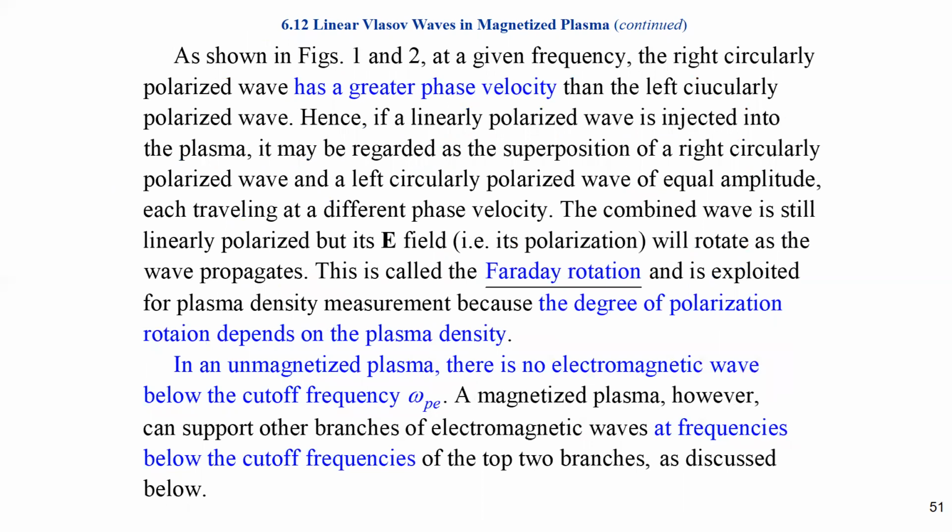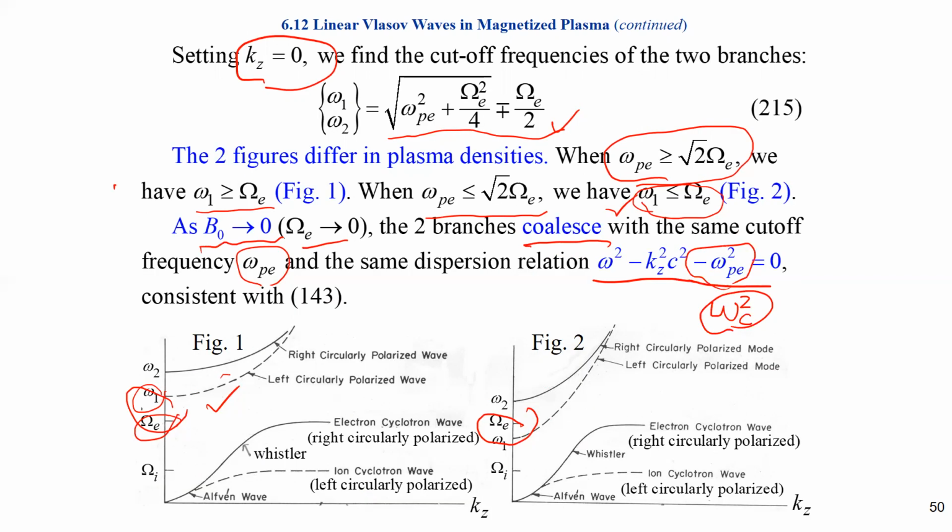Now, as shown in figures 1 and 2, at a given frequency, the right circularly polarized wave has a greater phase velocity. Let's go back to this figure again. At a given frequency, the frequency is the same, but kz is different. So phase velocity is related to kz. Therefore, the right-hand circular wave's phase velocity is greater than the left-hand one. This is Vp.